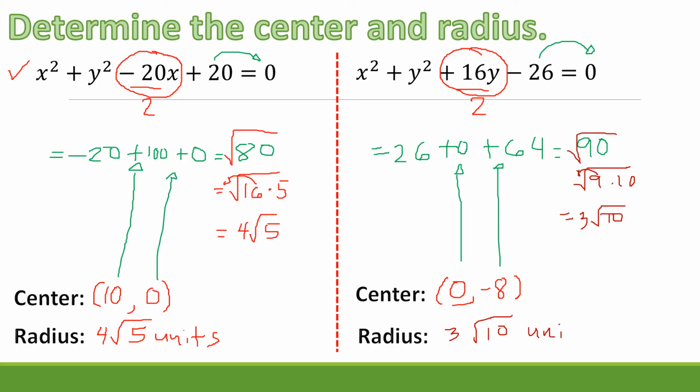Okay? So, hope you understand how to transform the data from a circle in standard form as well as in general form and be able to reverse the process and get the center and radius data from a given equation, whether they are written in standard form or even in general form.